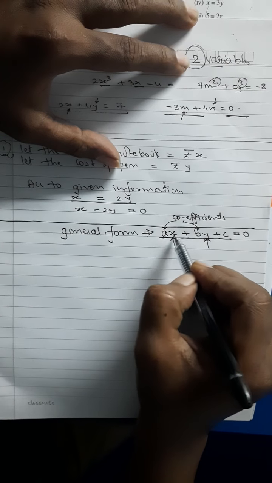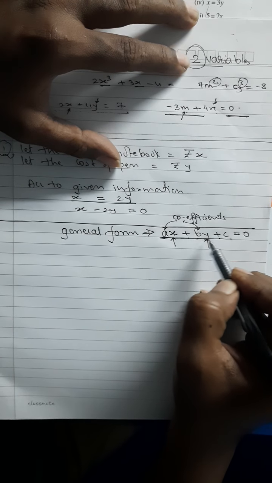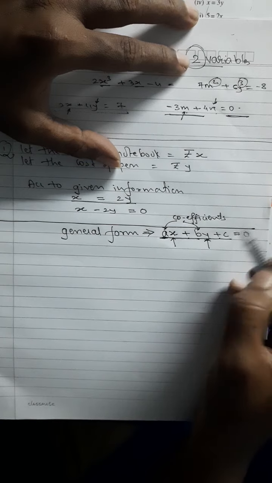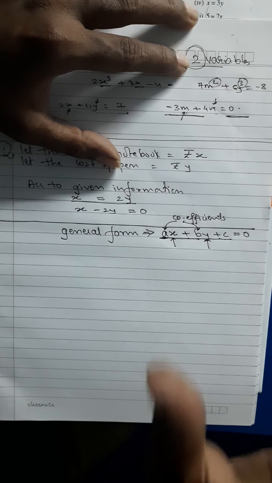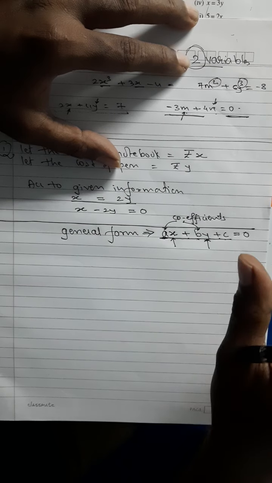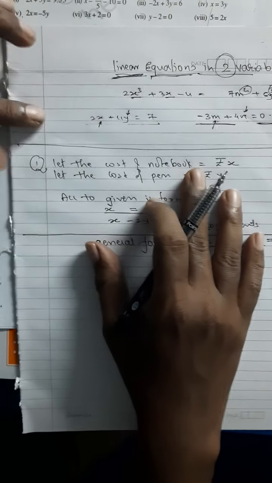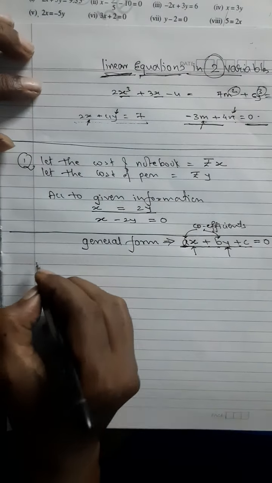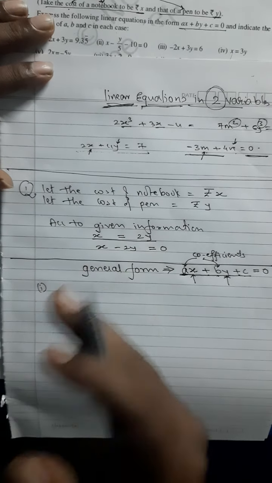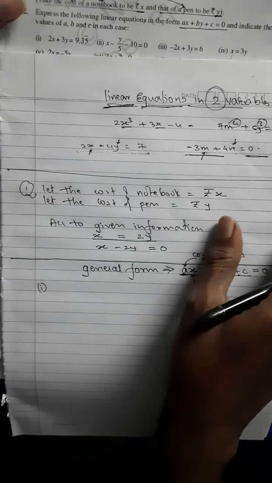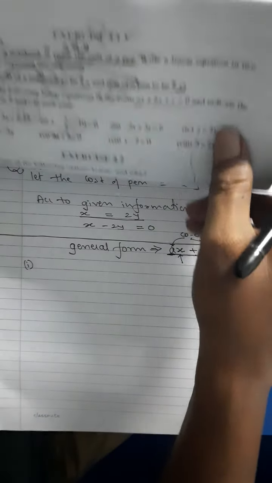A is what? A is the coefficient of x. B is what? B is the coefficient of y. C is a constant. It is a number which doesn't have a variable. Now let us go forward. Don't worry, as you go forward, try to understand. They are all very easy. As you go forward understanding the questions, you will find them to be much easier than what they actually look like. Now coming to the first question.